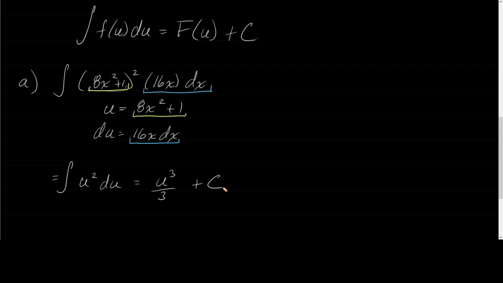But one thing to keep in mind as we're doing all these u subs is the original problem. The original problem was in terms of x. So we want to make sure that we put everything back into terms of x. The problem was not about u. Replacing that, u was 8x squared plus 1. So this gives us (8x squared plus 1) cubed over 3 plus c.